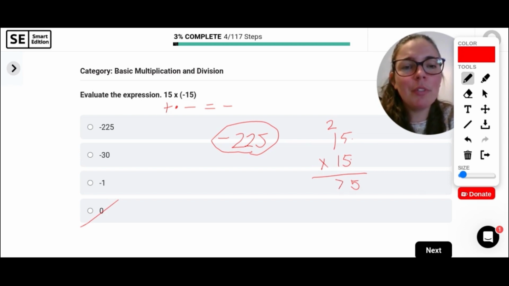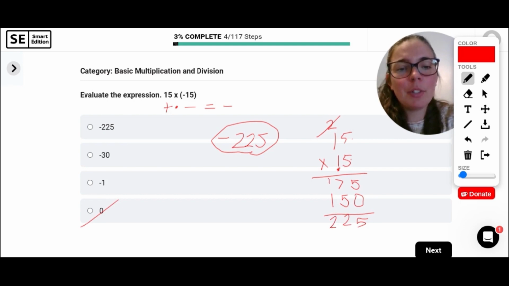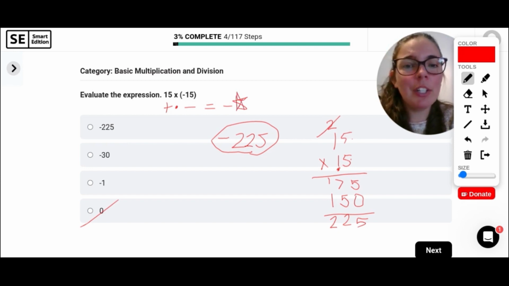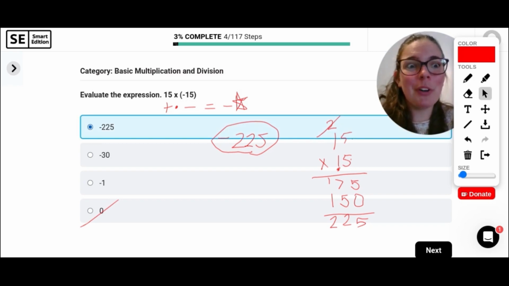Now to move over to this 1, we need to add a placeholder, because this isn't really a 1, it's a 10. So 1 times 5 is 5, 1 times 1 is 1, and now I can add these together to get 225. Because it's a positive times a negative, it needs to be negative. Okay, so we could have done this without a calculator if we needed to. So again, important to be comfortable with those algorithms.